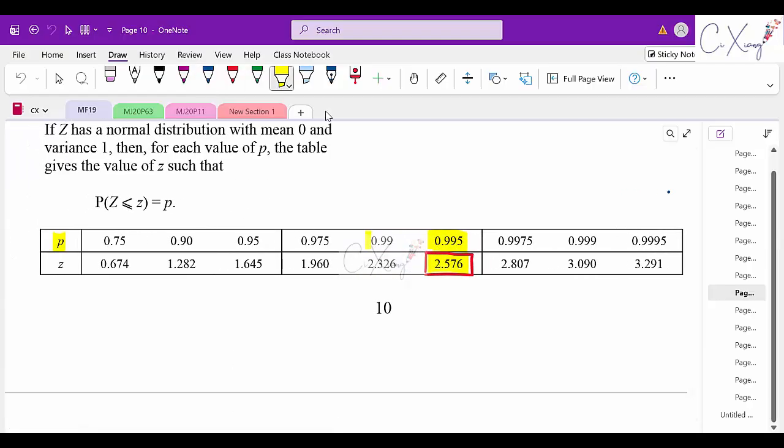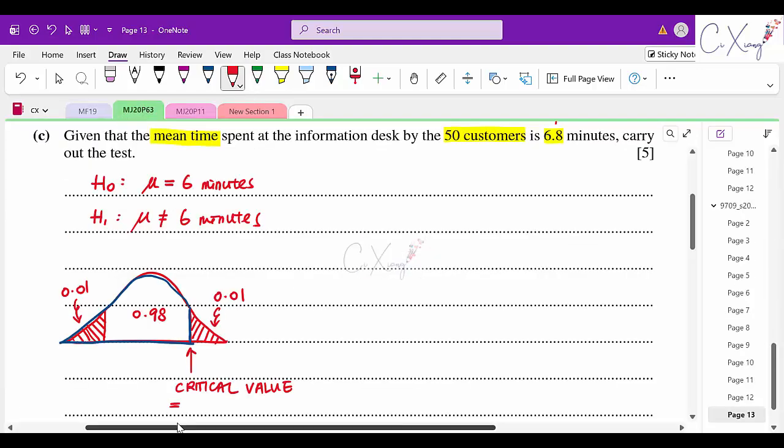Yes, there's a 0.99 here. And the value of Z that we have is 2.326. Then go back. Your Z here will be 2.326. The same thing happens here. The other critical value at the negative side will be negative 2.326. Okay, so this is my second step where I find the critical value.